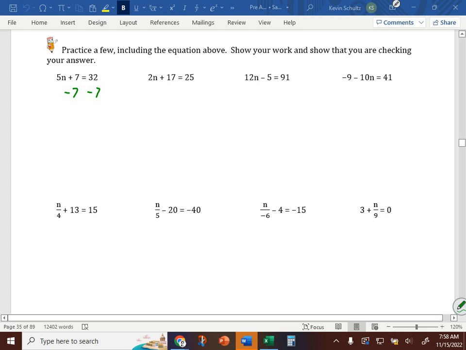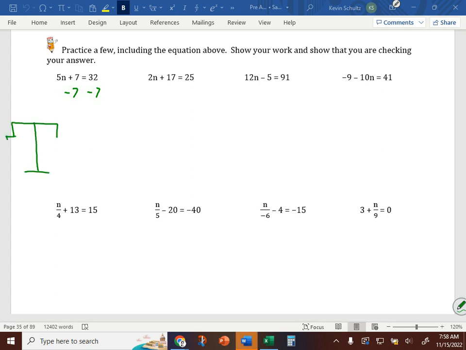Right? And again, think of this as that balanced scale, my artwork on display. Right? On one side, we got 5n plus 7. On the other side, we've got 32. And we know that these two things are balanced because that's what the equal sign means. They have the same value.